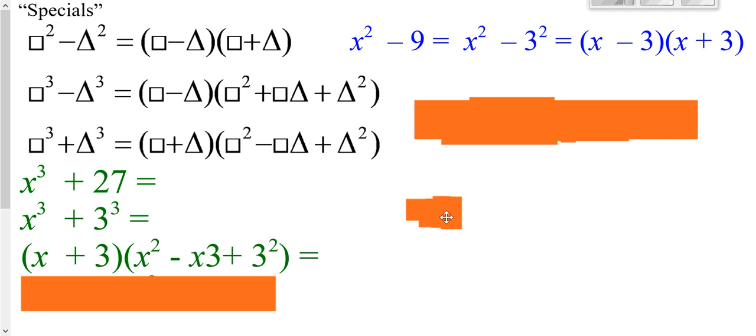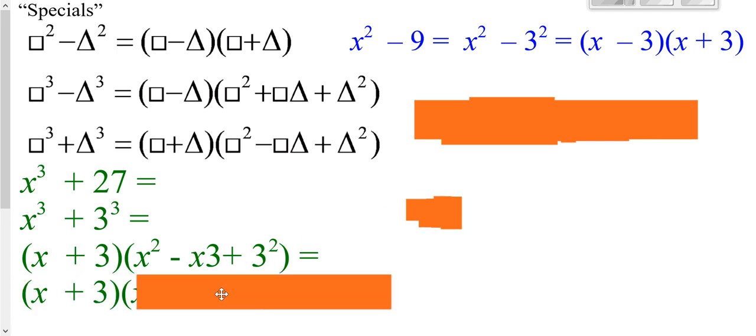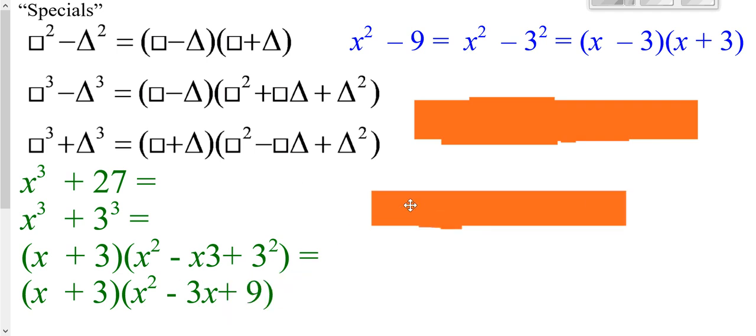And then we could do a little bit of simplifying. Nothing in the first parenthesis, put the 3 in front of our x, and then square our 3 at the end, and we get 9.